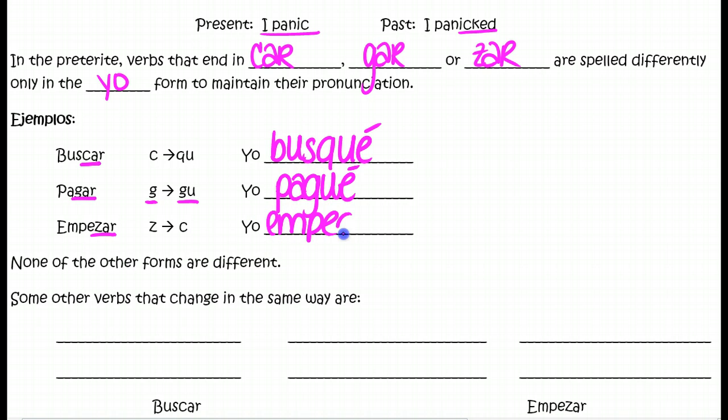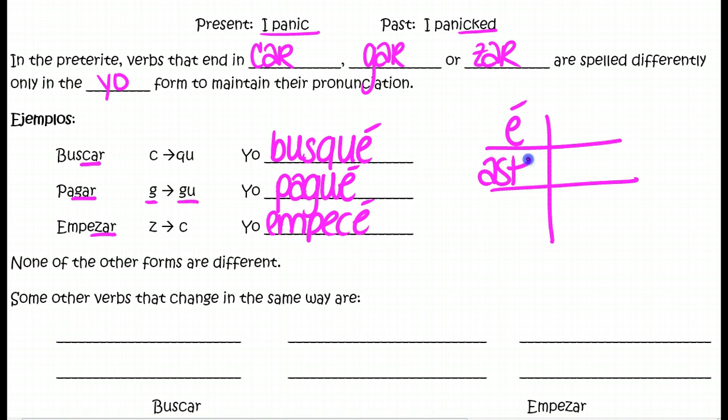Now remember, these are all AR verbs, and we're going back to preterite tense, so you need to remember your endings. For AR verbs, your endings are é, aste, ó, amos, asteis, and aron.